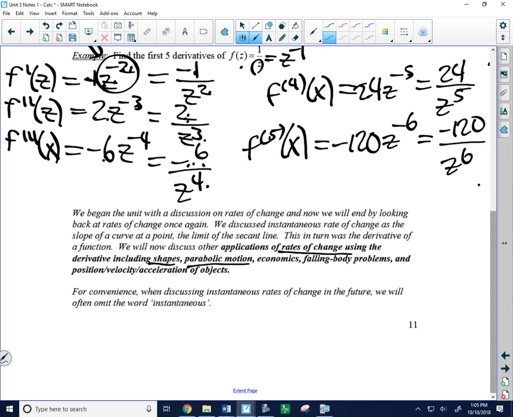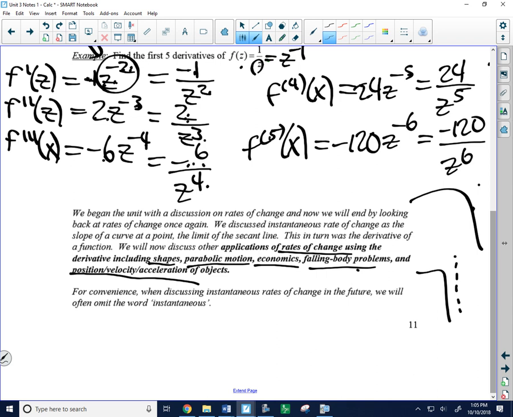Parabolic motion. You guys might have done that in the past, or did anybody in physics talk about parabolic motion, like a parabola? There are some business applications. Falling body is kind of the same thing. You drop something, and you can study the rates of change of that object, that body. And finally, if you did physics, you definitely talk about position, velocity, acceleration, and how they relate. So that's a good one.